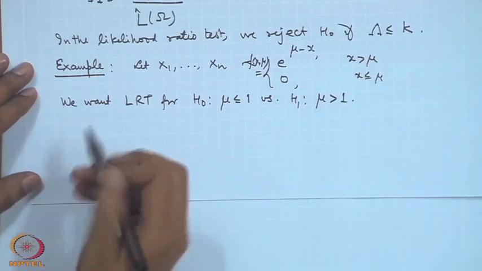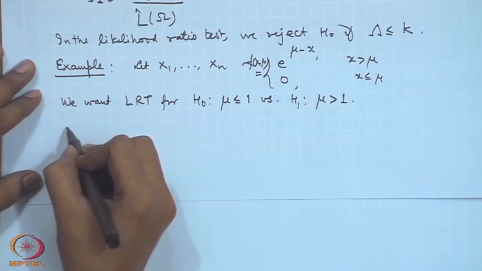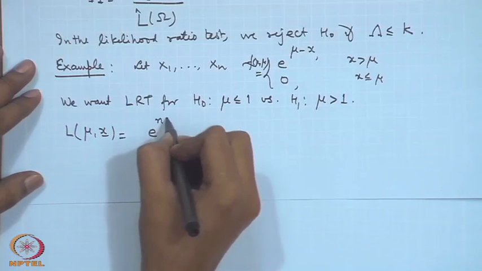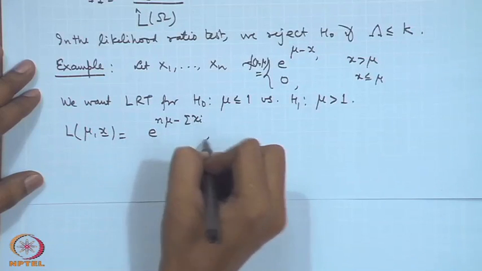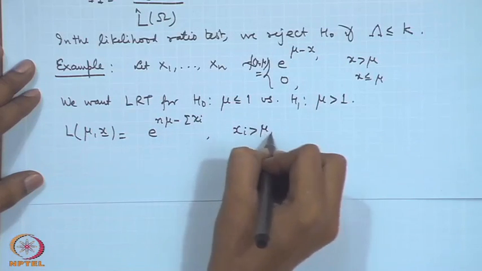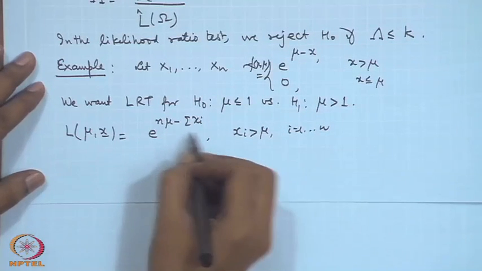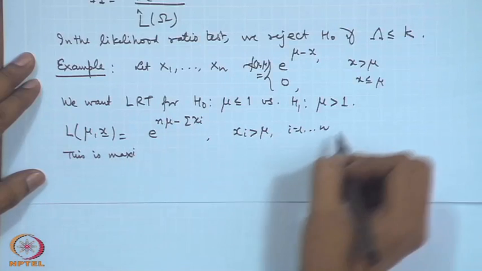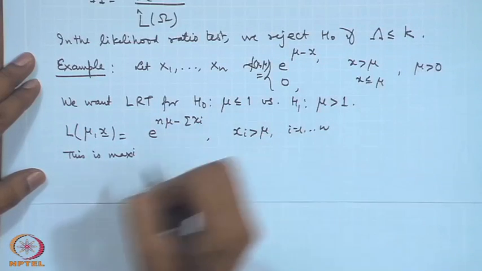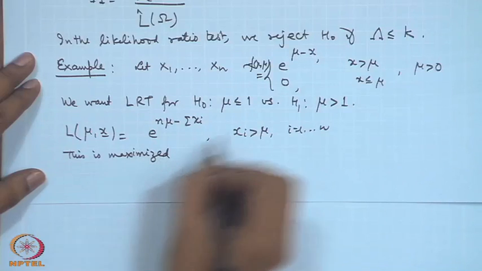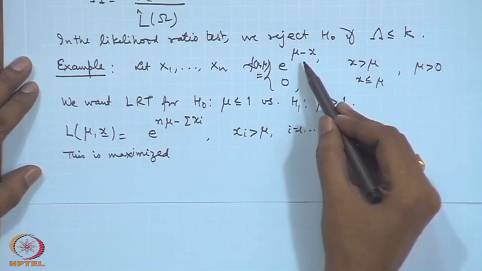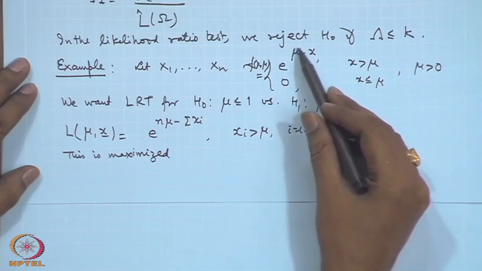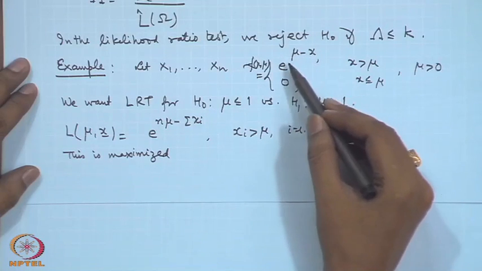So, we consider here the likelihood function that is equal to e to the power n mu minus sigma x i, and here it will be x i greater than mu for i is equal to 1 to n. So, naturally this is maximized. Here we can consider say mu is greater than 0. You may consider this as a typical situation where the lifetimes of components are following exponential distribution with parameter mu, but here mu denotes the minimum guarantee time, the rate is 1 here.